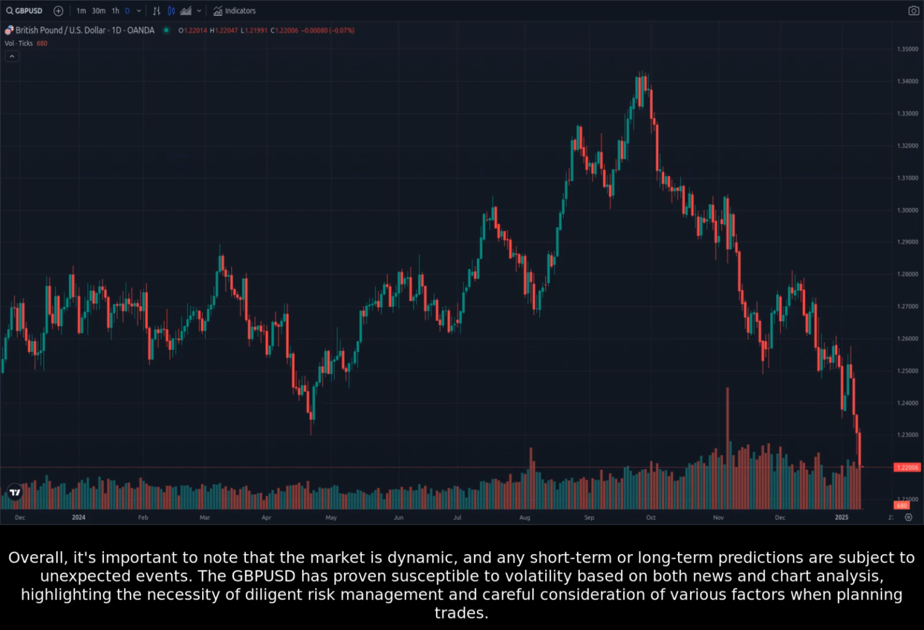Overall, it's important to note that the market is dynamic, and any short-term or long-term predictions are subject to unexpected events. The GBPUSD has proven susceptible to volatility based on both news and chart analysis, highlighting the necessity of diligent risk management and careful consideration of various factors when planning trades.